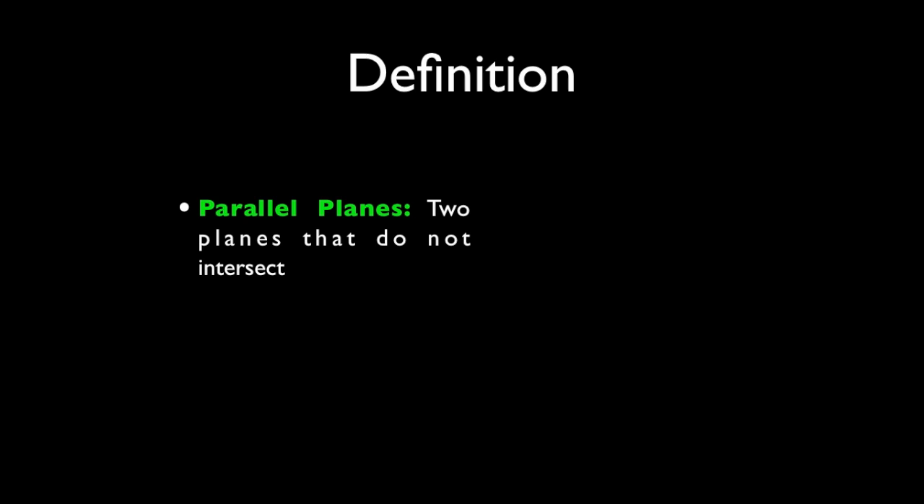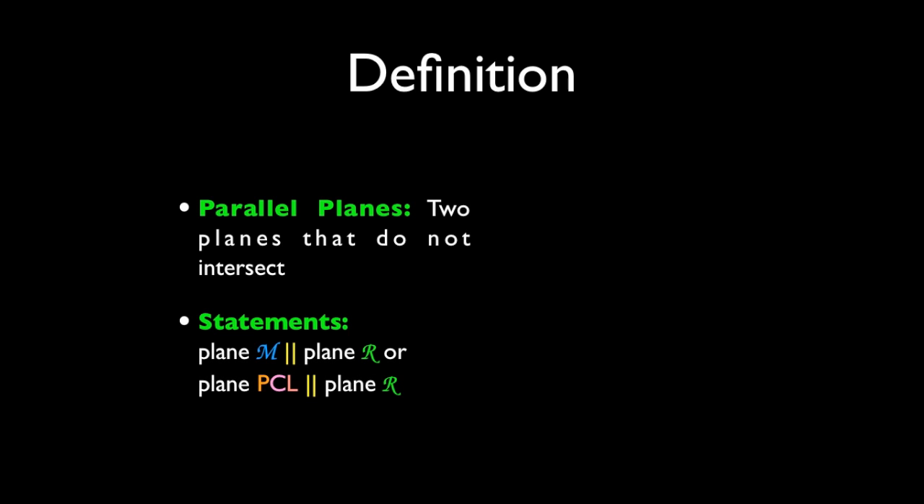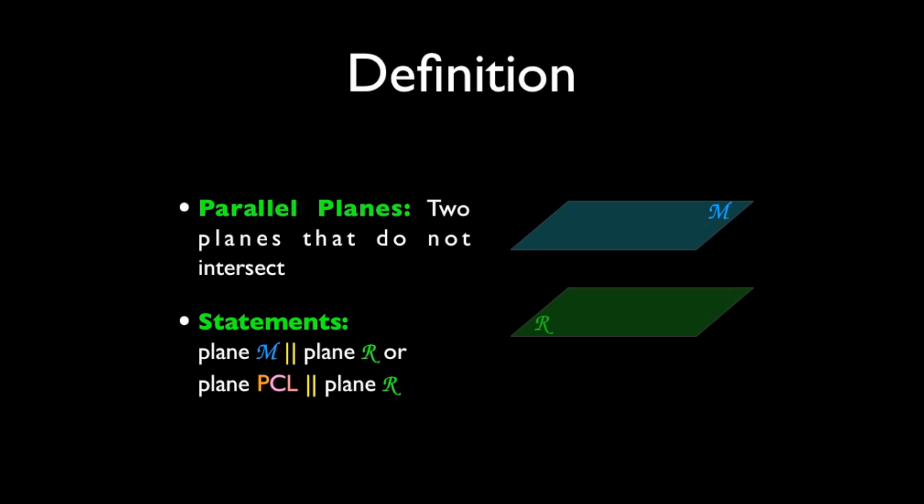We can also talk about planes being parallel. Parallel planes are simply two planes that don't intersect. So here we have plane M and plane R. They're not going to intersect, so we say that they're parallel. We can also use 3 points on the plane, so points P, C, and L. So that means that plane PCL is parallel to plane R.